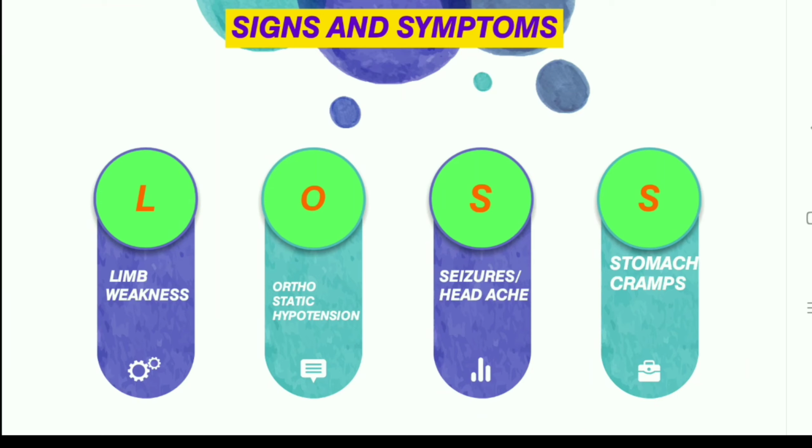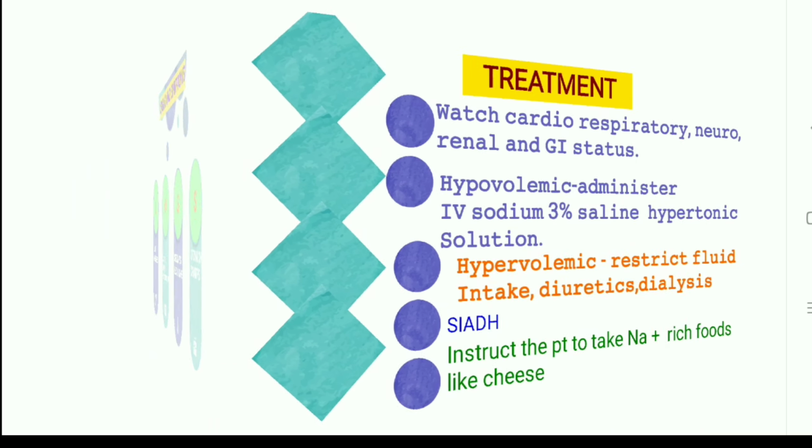LOSS. L for limb weakness. See, L for limb weakness, easy to remember. O for orthostatic hypotension, and S for seizure and headache. Seizure is abnormal electrical activity occurring in the brain. And S for stomach cramps. This patient will also experience stomach cramps. So you're thorough with the signs and symptoms. Just remember SALT LOSS. So let's move on to another slide.